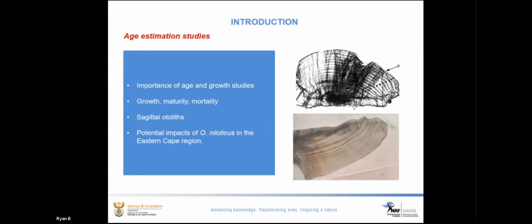For this study, we used sagittal otoliths as they are able to record the entire lifespan of a species. So the age and growth information from this study will assist in assessing and predicting potential impacts of Oreochromis niloticus in the Eastern Cape region if it was to be introduced in this region.